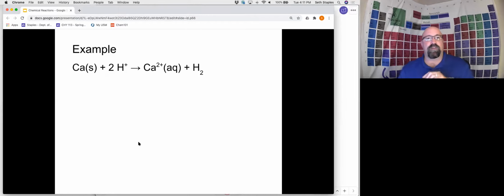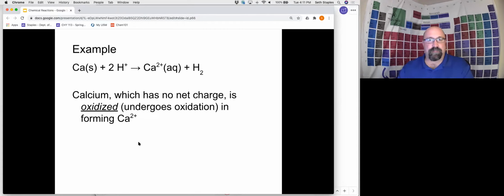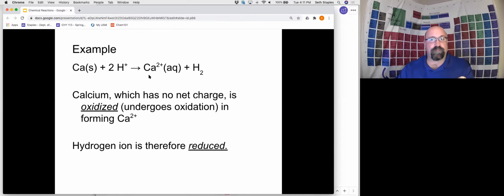So let's look at an example here. Here we have calcium metal reacting with acid, and it's going to form our ion plus our gas. Calcium has no net charge to begin with. There's no charge on our calcium element. So it undergoes oxidation. It is oxidized to form Ca2+. It loses electrons, right? We're going from electrically neutral to +2, and so it is losing electrons to become positively charged.